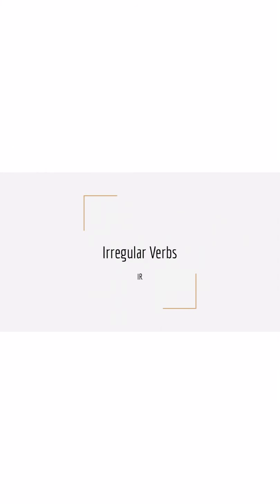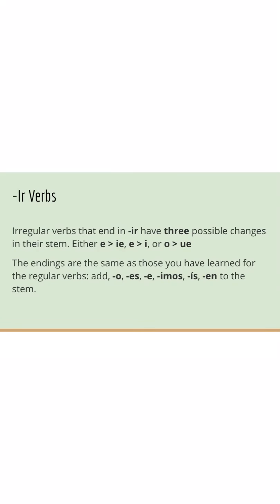All right, and that brings us into our last portion of the irregular IR verbs. So the only difference here is that the IR verbs have three possible stem changes. They have what our AR and ER verbs had as far as stem change goes, which is the E to IE or the O to UE. However, the new stem change that we see for IR verbs is this E to I. And again, we're super lucky because those endings for the IR verbs stay the exact same from what we saw prior. The o, es, e, imos, is, and en.